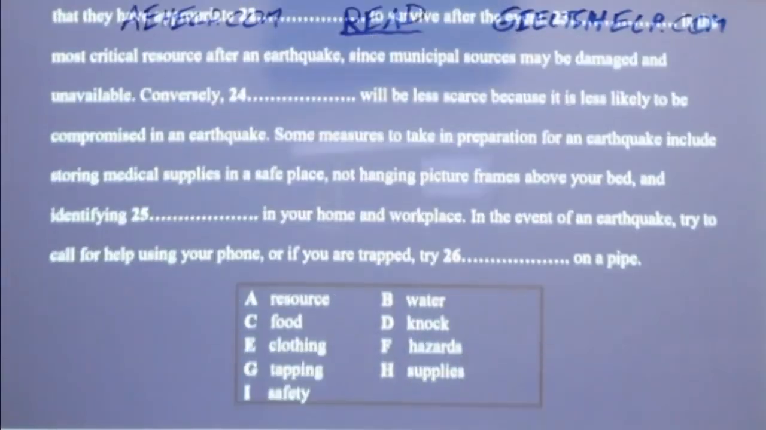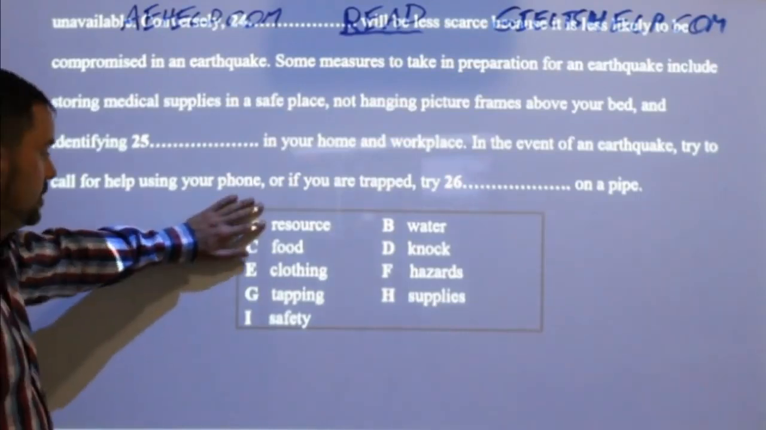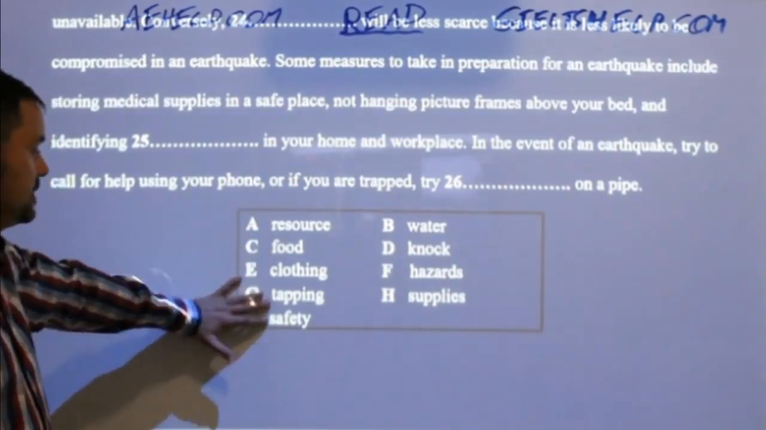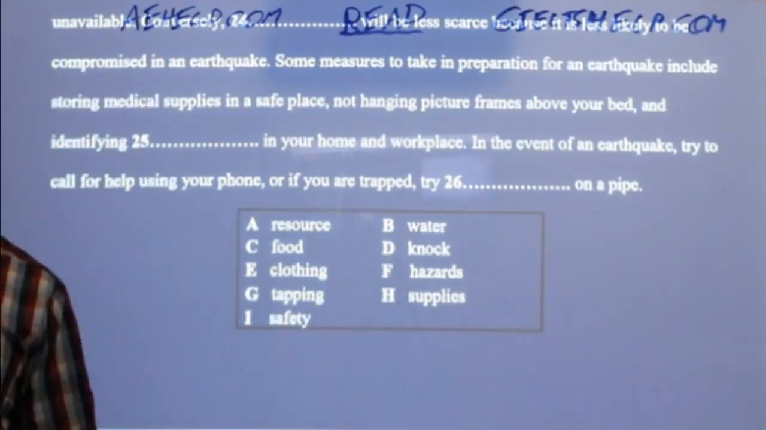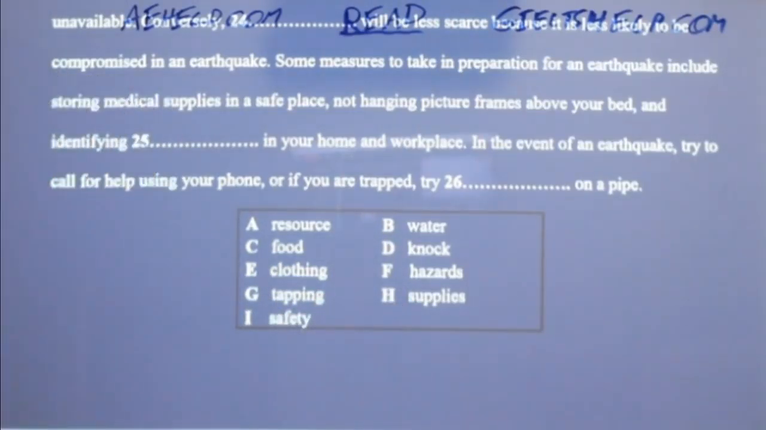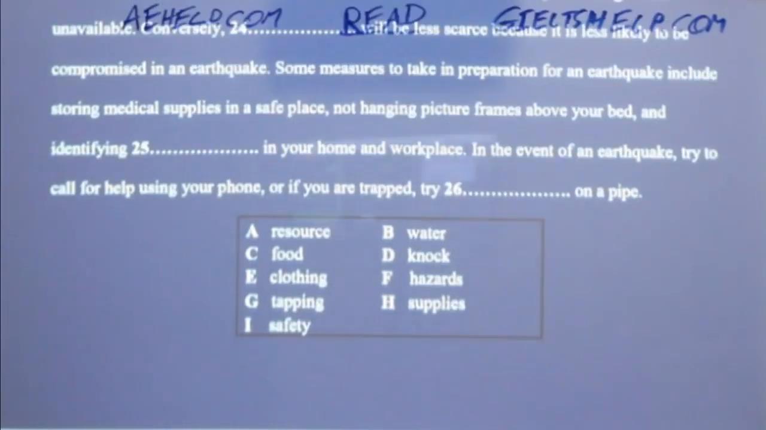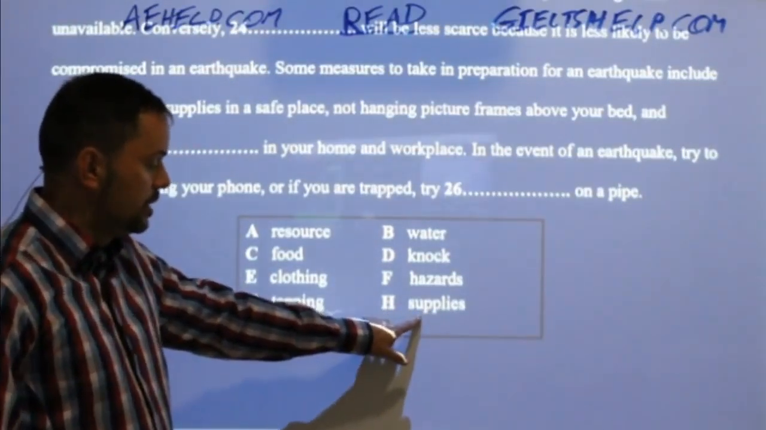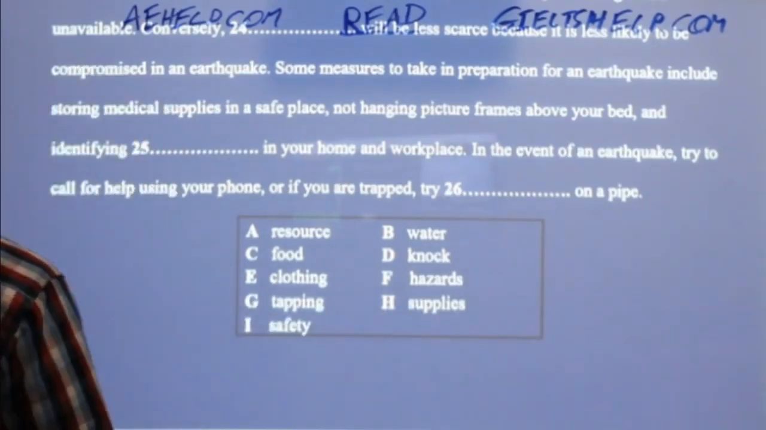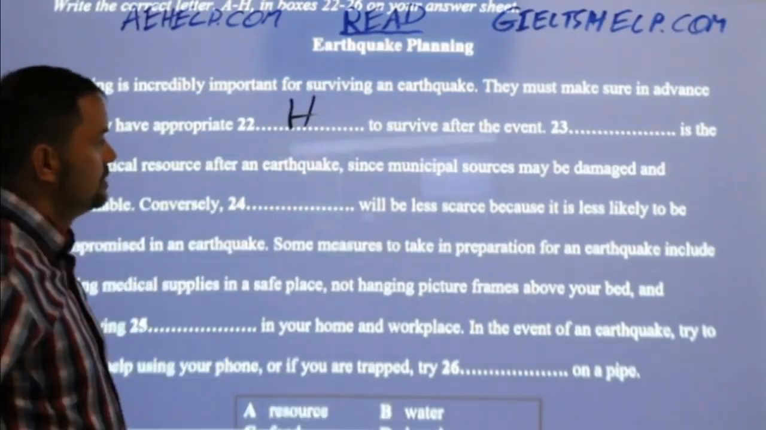Do we have something like that? We don't have tools. We don't have equipment. Resource, food, clothing, tapping, safety, water, knock, hazards, supplies. What's the closest one to tools or equipment? Deb says, and Joanne agrees, that it's supplies. And I agree. So here, remember, you have to put the letter, not the word. Okay, if you put the word, you'll get it wrong. The question is asking for the letter. So make sure you put the letter into the space. So it's H. Okay, supplies.